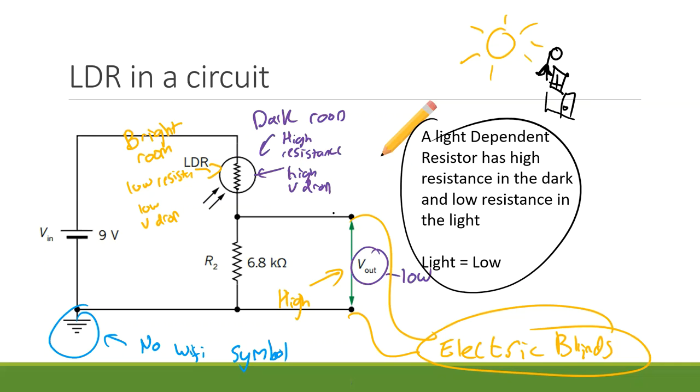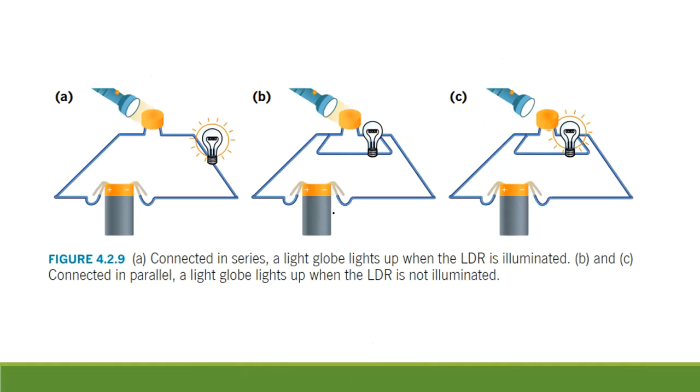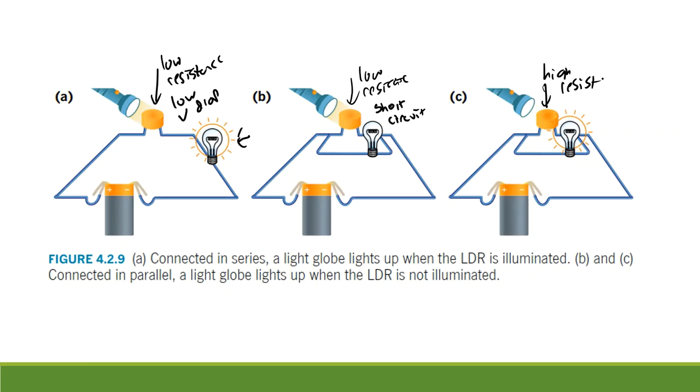But I do want to finish with this picture here. This shows another way of thinking about it. Remember, when light shines on it, it has low resistance. Low resistance means low voltage drop, which means that a lot of voltage can get dropped over the light bulb. In this circuit though, it doesn't work that way. It's still got low resistance, but because of that, it's like a short circuit, and our light bulb stays off. But when I turn my light off, now this has high resistance because it's in the dark, and so our light globe becomes the path of least resistance, and it lights up.